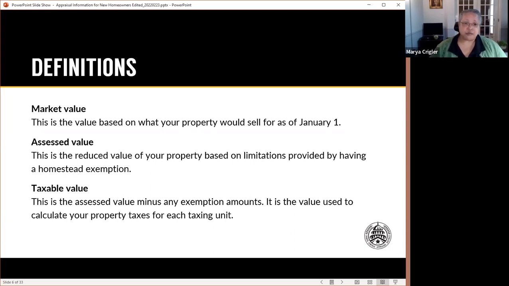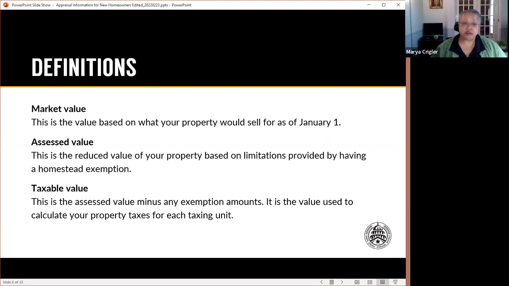First is the market value, and that's based on what your property would sell for as of January 1st. Market value is just reflective of what we have seen already happening in the current market. If you look at what sales have happened in the last year in your neighborhood, that will give you a good idea of the market value of your property, because that's what we're going to look at. We're going to look at what other similar properties sold for to make our determination, as of January 1st, of an estimate of what your property would sell for.